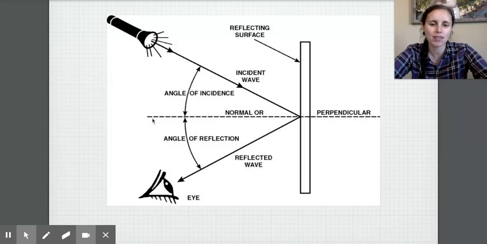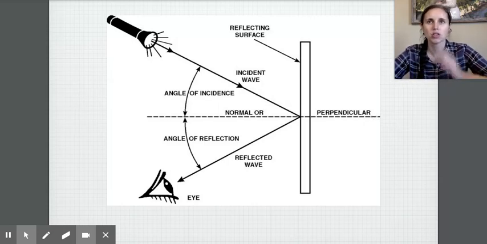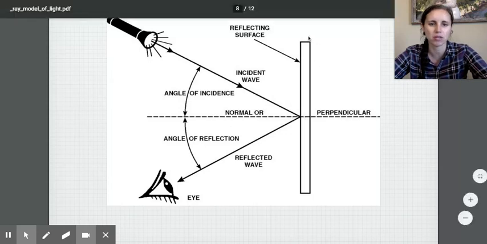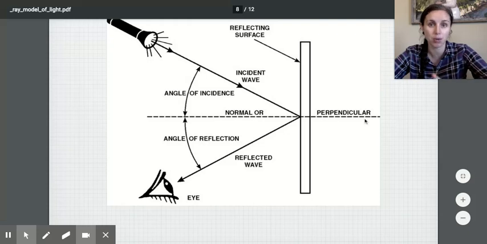Notice that we also have a dotted line. We call this dotted line either the normal or the perpendicular. The dotted line is because it's imaginary, so we just use it as a tool of measurement. When you look at a mirror, there's no dotted line in the middle of it. What the normal is, is a line that's 90 degrees to the surface of the mirror. So here's our mirror. That normal or perpendicular is perpendicular to the mirror, 90 degrees.